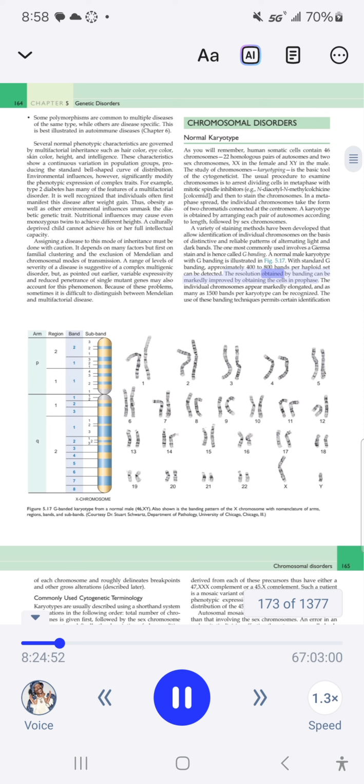The resolution obtained by banding can be markedly improved by obtaining the cells in prophase. The individual chromosomes appear markedly elongated, and as many as 1,500 bands per karyotype can be recognized. The use of these banding techniques permits certain identification.